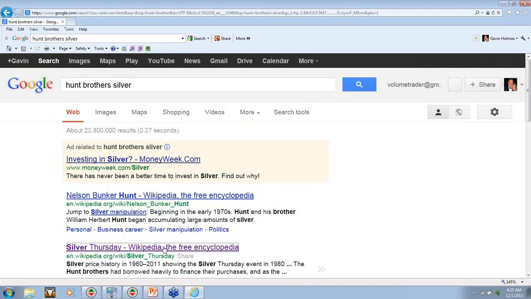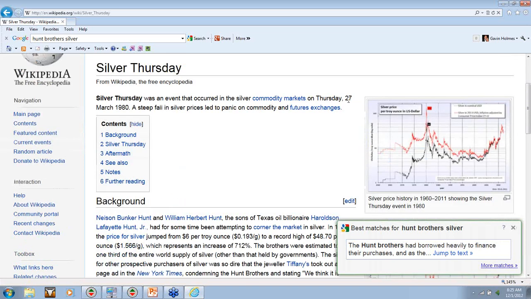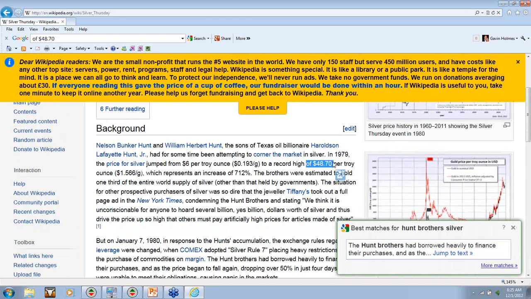The price of silver in 1980 on Thursday went up to $50 an ounce, $48.70 in fact. In 1979, the price of silver jumped from $6 to a record high of $48.70, which represented an increase of 712%. The Hunt brothers were estimated to hold 1/3 of the entire supply of silver.